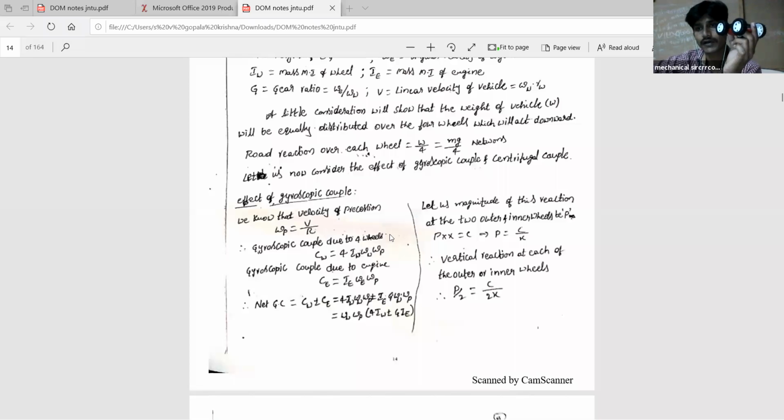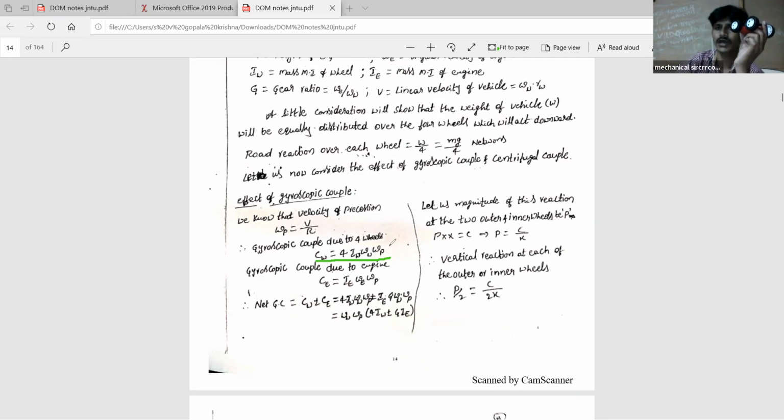But here, from the four-wheel vehicle point of view, roadway vehicles, how many wheels are there? Four wheels are there. So first we will write the gyroscopic couple due to the four wheels. That value is C suffix w equals 4 into I suffix w, omega suffix w and omega suffix p.